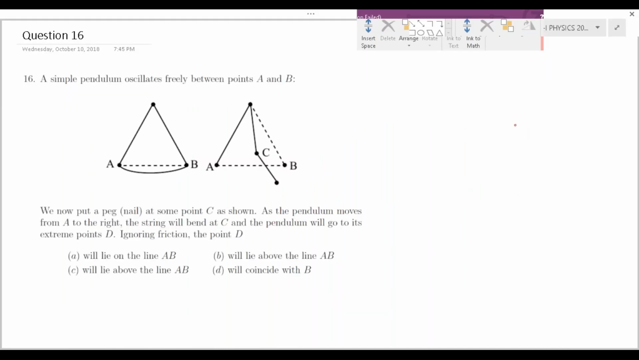So look into this question. The first one is that a simple pendulum oscillates freely between the points A and B. We now put a nail at the point C as shown. As the pendulum moves from A to the right, the string will bend at C, definitely. Okay, and the pendulum will go to its extreme point D. You ignore the friction. Where will the point D be?